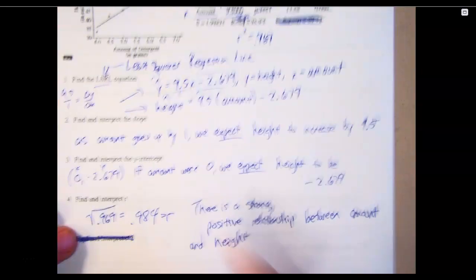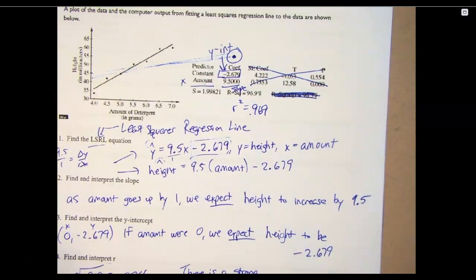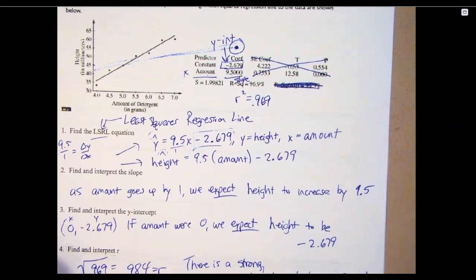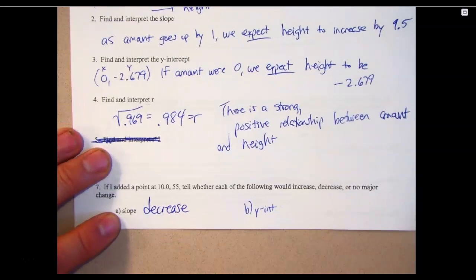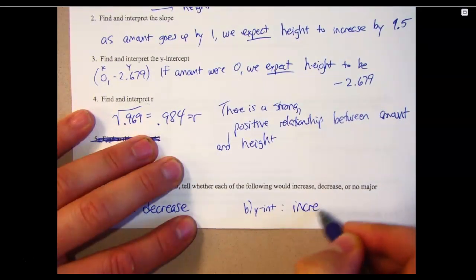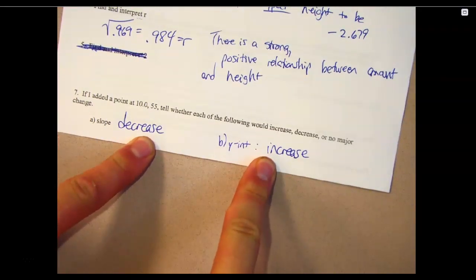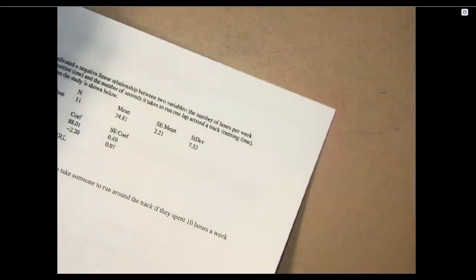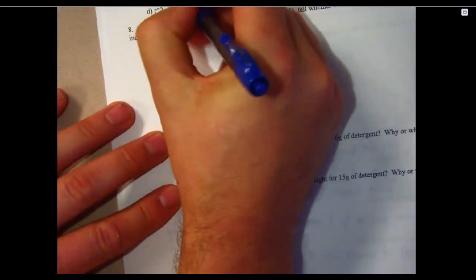So my new line would probably look something like this. I don't know if I can pull it that far, but my slope would decrease. My y-intercept would increase. These two are always opposite. And then r, we said would decrease. And don't worry about r squared.